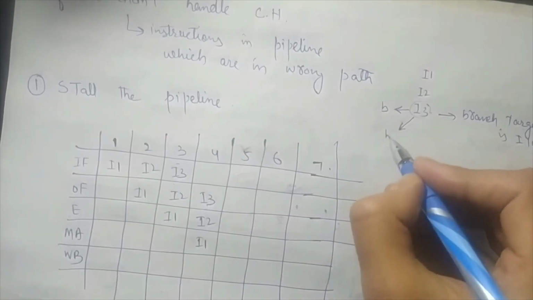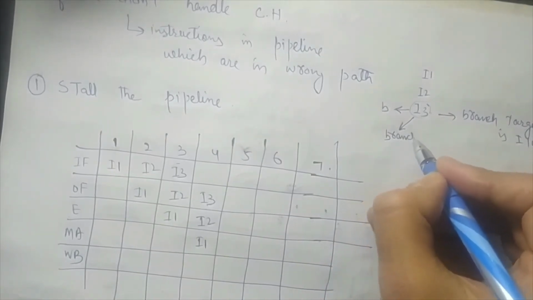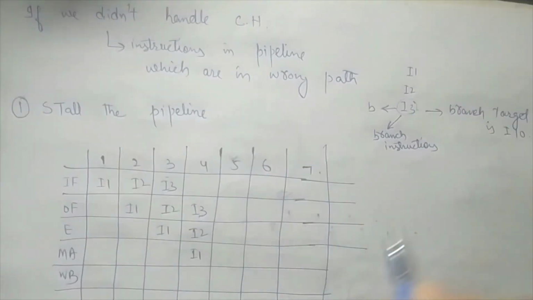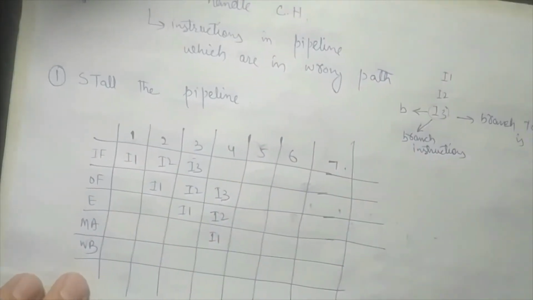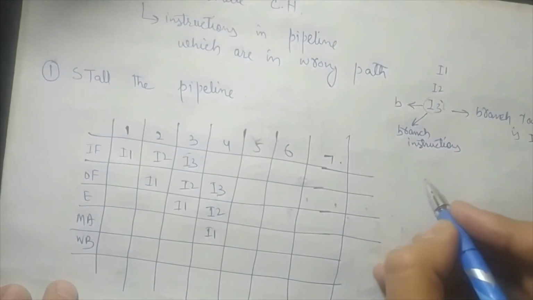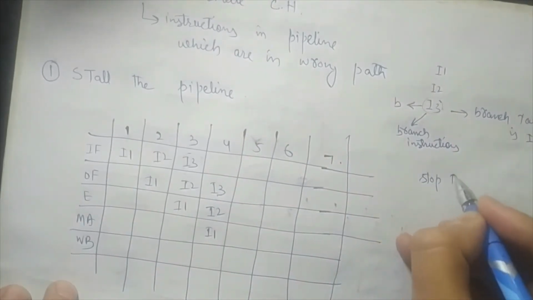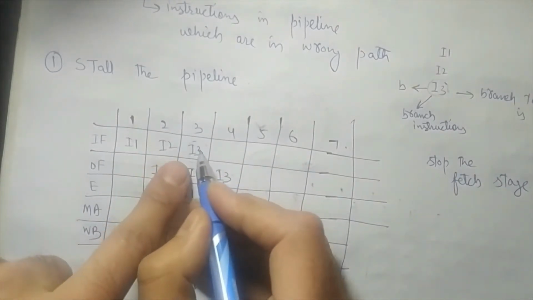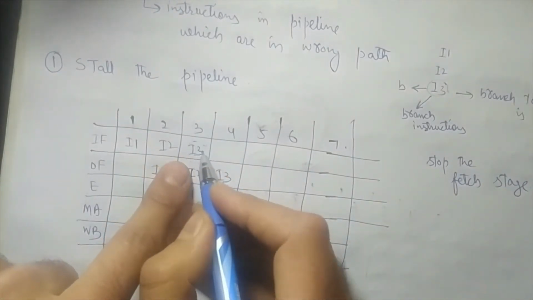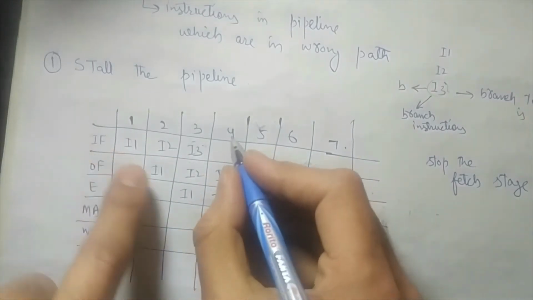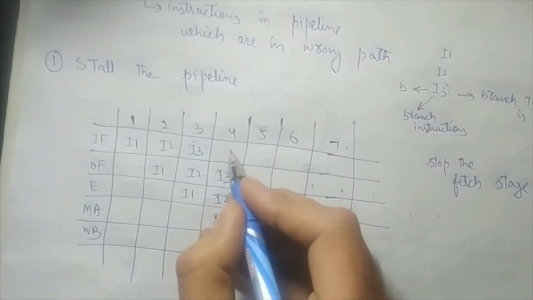After fetching I3, we will find out that I3 is a branch instruction. Whenever a branch instruction is fetched, we will stop the fetch stage. I3 is a branch instruction, so we will freeze the instruction fetch stage. In the 4th cycle, it won't fetch anything.